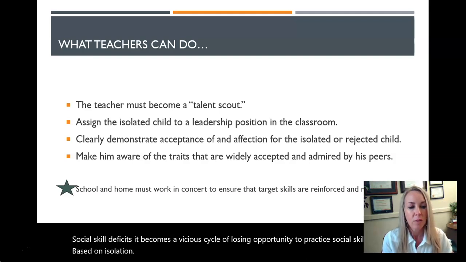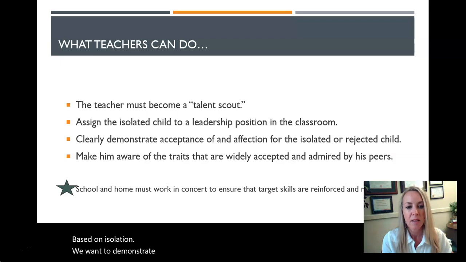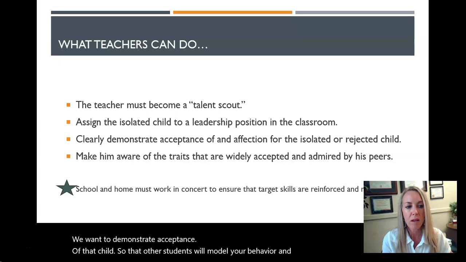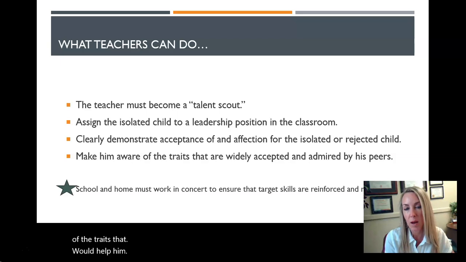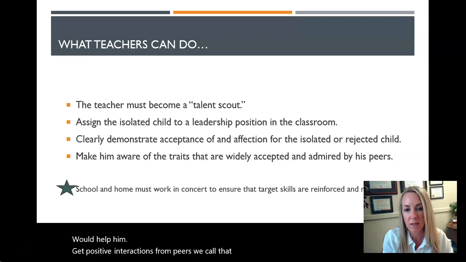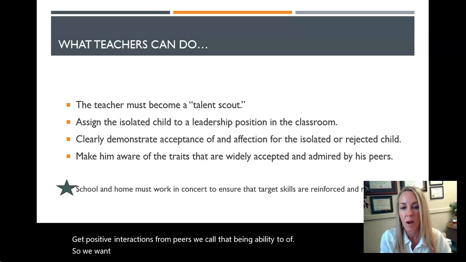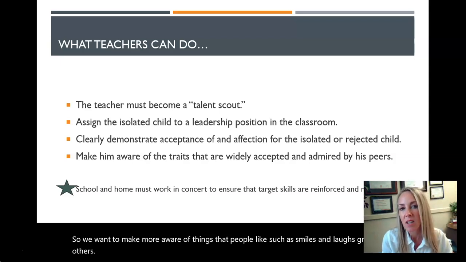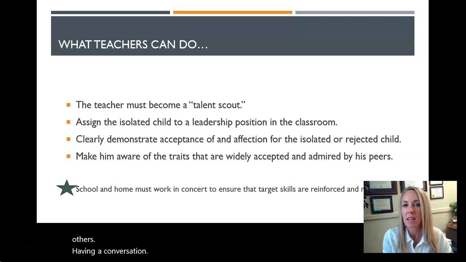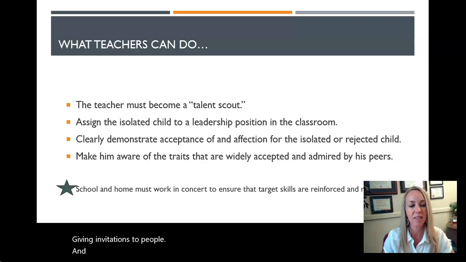We want to demonstrate acceptance of that child so that other students will model your behavior, and we want to make him aware of the traits that would help him get positive interactions from peers. So we call that being habilitative. So we want to make him aware of things that people like, such as smiles and laughs, greeting others, having a conversation, giving invitations to people, sharing, and giving compliments.